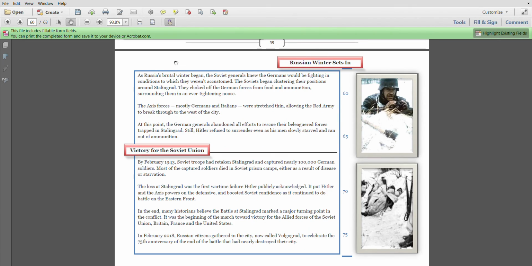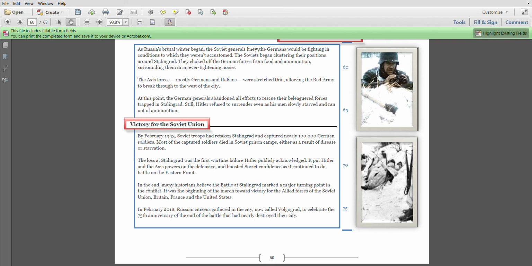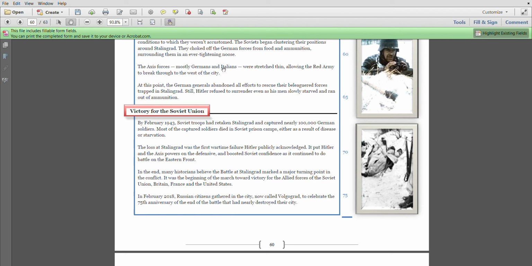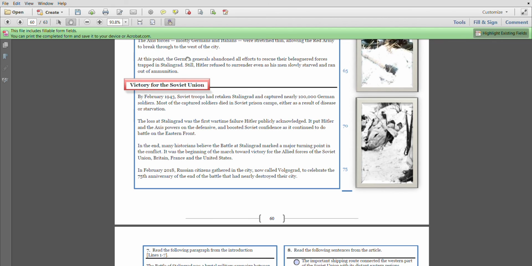Russian winter sets in. As Russia's brutal winter began, the Soviet generals knew the Germans would be fighting in conditions to which they were not accustomed. Soviets began clustering their positions around Stalingrad. They choked off the German forces from food and ammunition, surrounding them in an ever-tightening noose. The Axis forces, mostly Germans and Italians, were stretched thin, allowing the Red Army to break through the west of the city. At this point, the German generals abandoned all efforts to rescue their beleaguered forces trapped in Stalingrad. Still, Hitler refused to surrender even as his men slowly starved and ran out of ammunition.